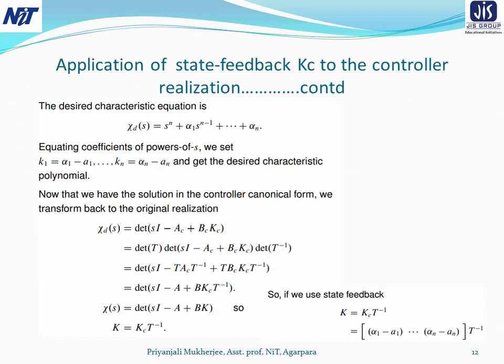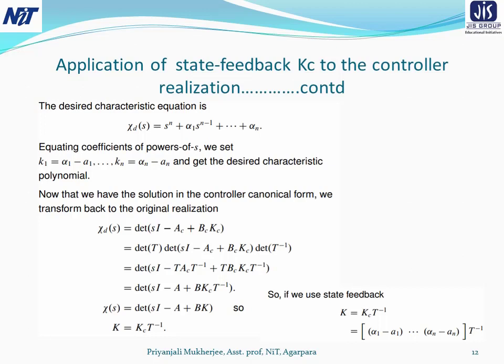So the desired characteristic equation becomes s to the power n plus alpha 1 s to the power n minus 1 up to alpha n. If we now equate the coefficients of the powers of s, we find that k1 equals alpha 1 minus a1, up to alpha n minus an, and we get the desired characteristic polynomial. So now we can solve this equation in the controller canonical form, and we can also transform the solution back to the original realization.